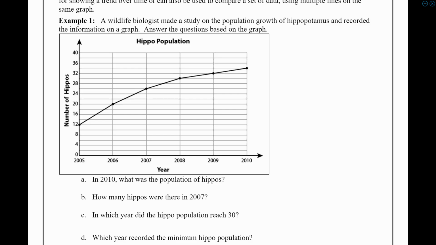So all we do is basically find the point and go across. Okay, let's read this axis. If the labeled lines go 24, 28, 32, 36, what's each of the smaller lines then? If it's 4 for every 2 lines, how much is it for every 1 line? 2, okay. So it's 32 plus 2, so there are 34 hippos. So we could say this point is, in 2010, there are 34 hippos. Right, that's that point. 34 hippos at Eastland School.